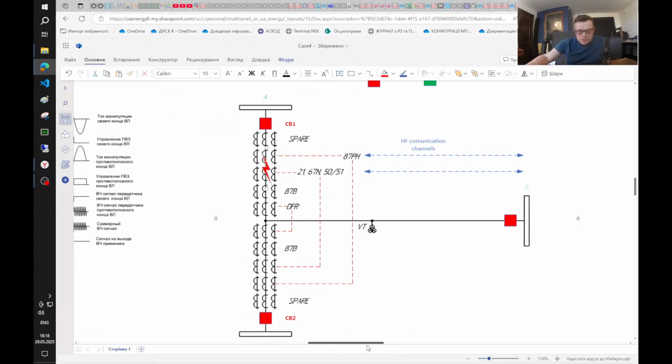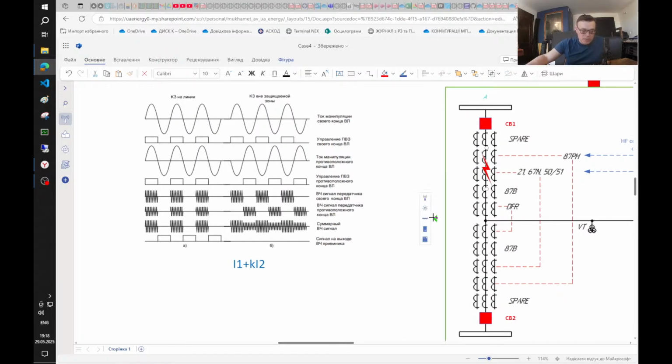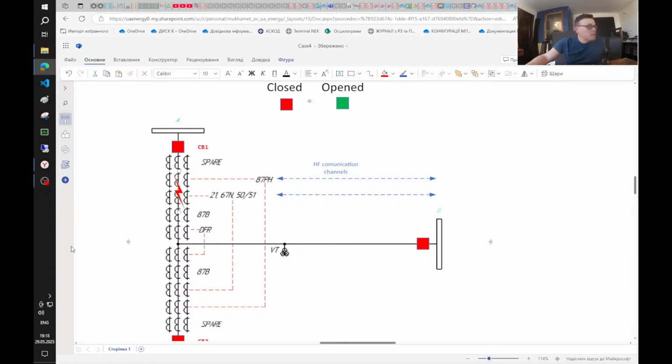Quickly, a few words about phase differential protection. If you don't know what it is, the main principle is that during a short circuit on the protected object there will be pauses in the high frequency signal, and the protection will trip. In an external short circuit there is a continuous high frequency signal. So if you have any questions, please type in the chat. I will try to answer them.